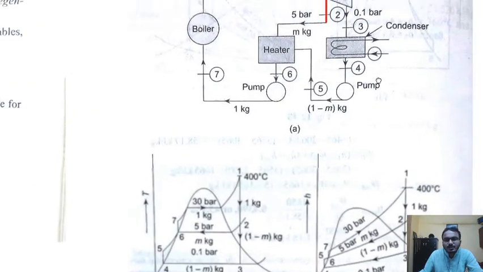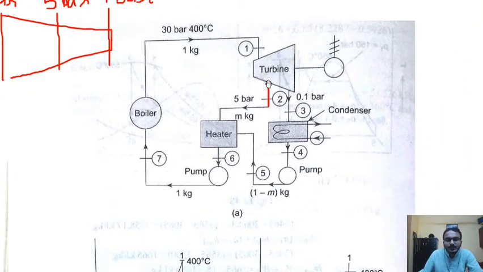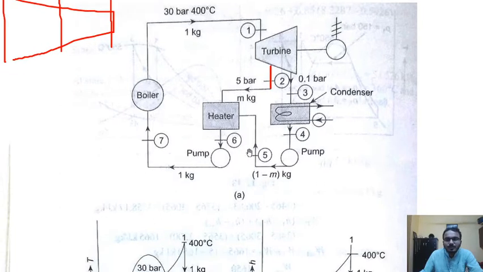So let's first focus on this figure. Here we are taking the steam at 5 bar, and let us assume it to be m kg, which we are not aware of. The remaining 1 minus m kg will go into the condenser, and here the same 1 minus m kg of condensate is being pumped into this heater. So this 1 minus m kg is at 5 bar and it is being mixed with this m kg. So at the exit we will get 1 kg which is being pumped back into the boiler.